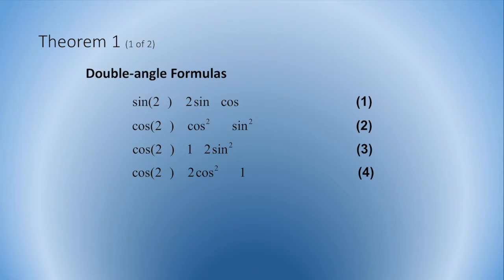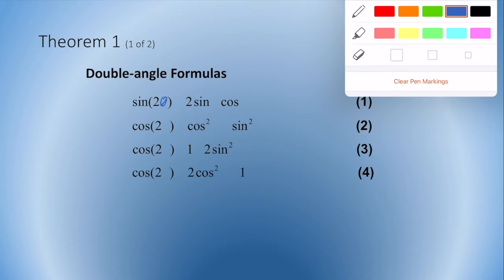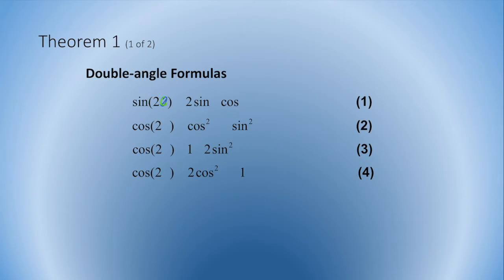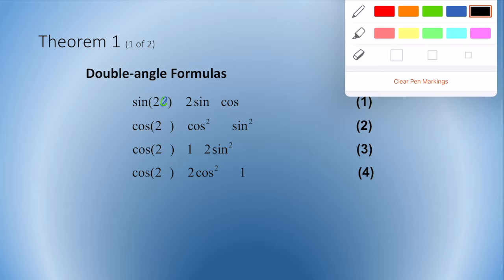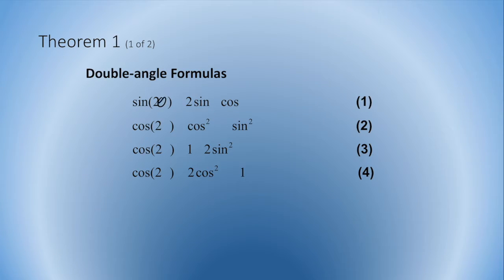So the double angle formulas are sine of 2 theta. Maybe I shouldn't write in blue so you can actually see what's going on. So, there we go. Sine of 2 theta equals 2 sine theta cosine theta.